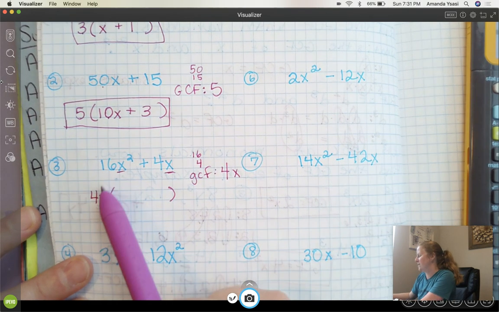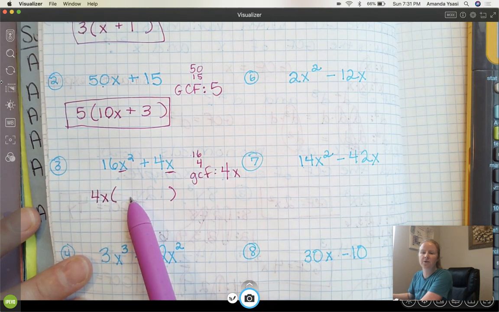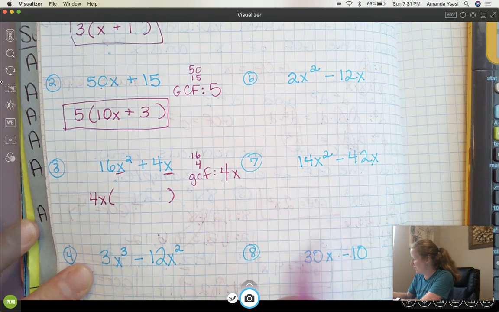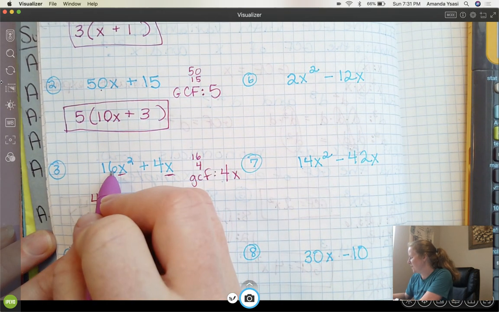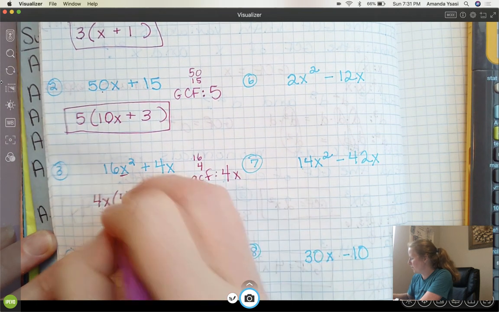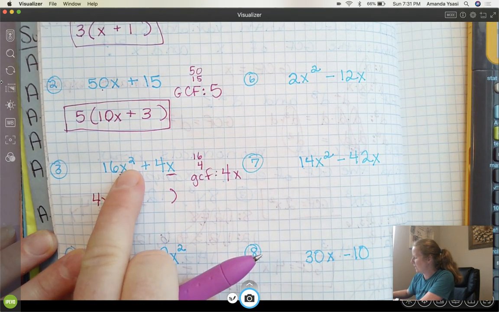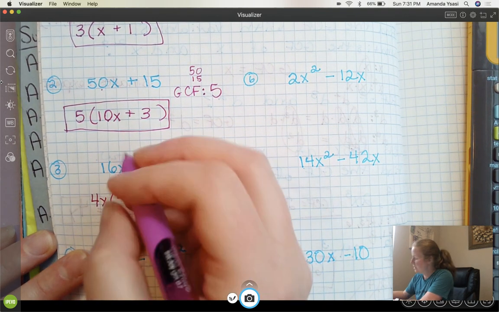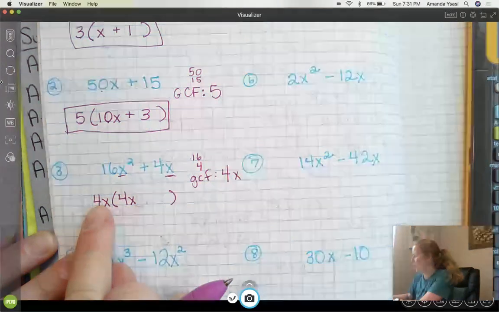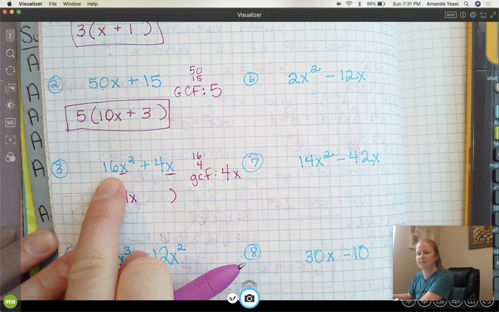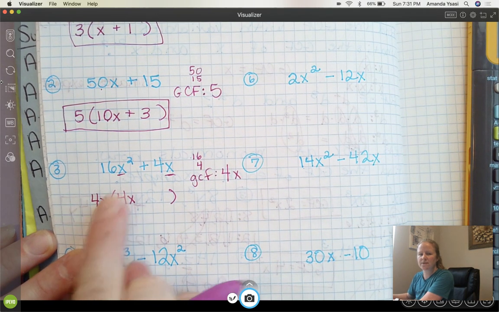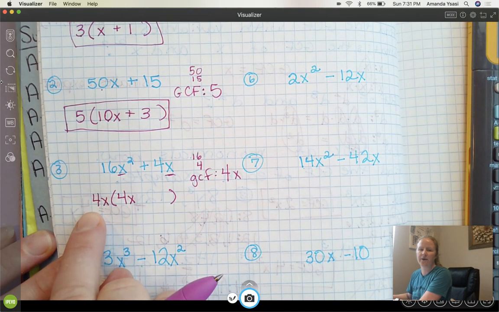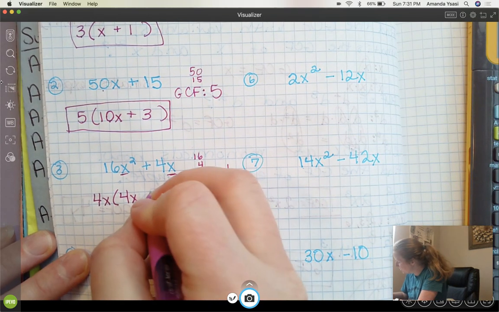And then we need to divide these in order to find out what terms go on the inside. Remember, two terms on the original, you have two terms on the inside. So we have 16 divided by 4 is 4. That would make 4 times 4 is 16. X squared divided by x really means I'm subtracting those exponents. So that has to be an x. So 4x times 4x is 16x squared. And then 4x, what's going to go in this spot? If I have 4x divided by 4x, I'm just going to get 1, so plus 1.